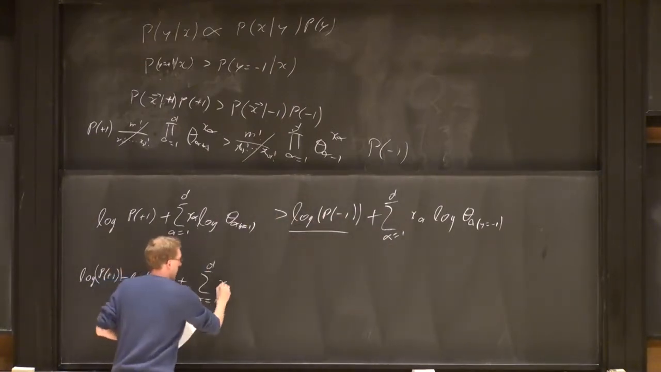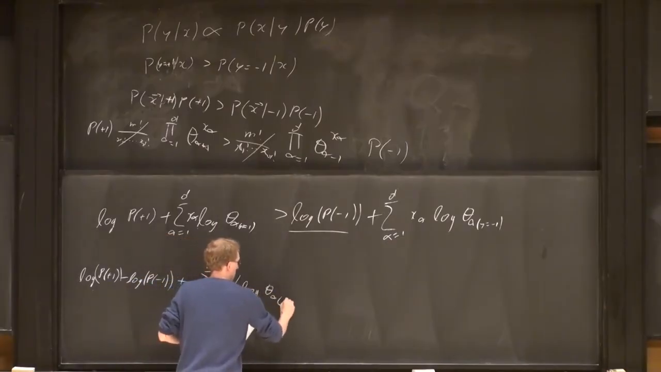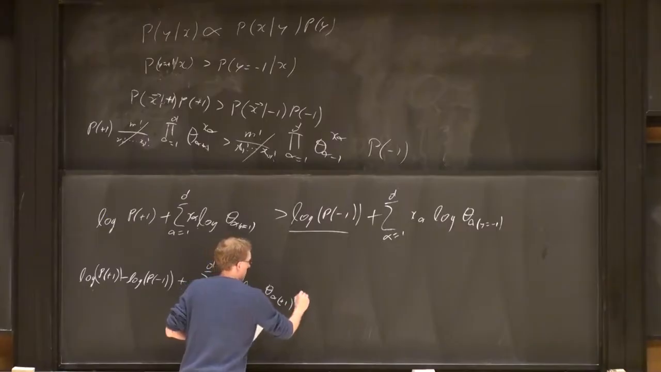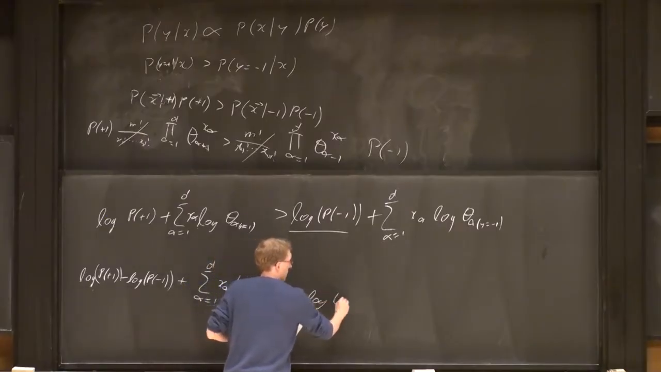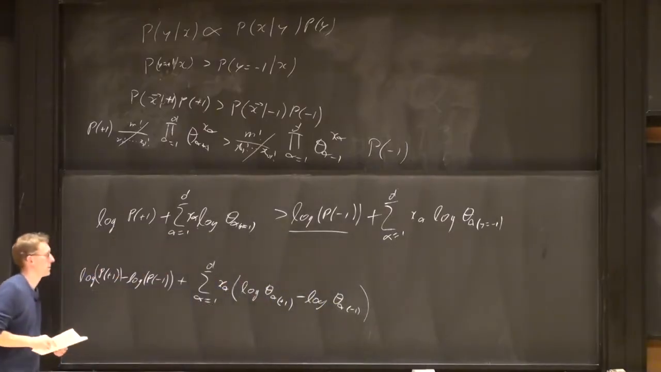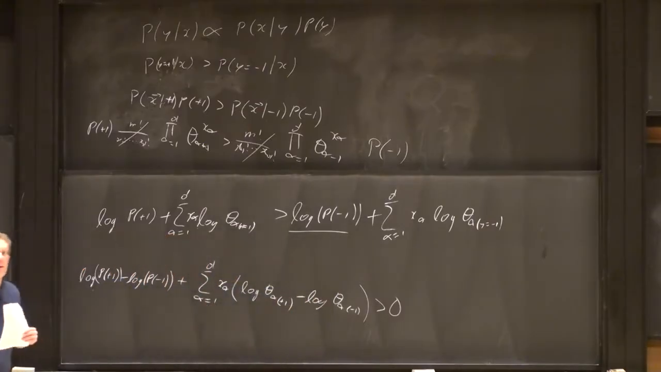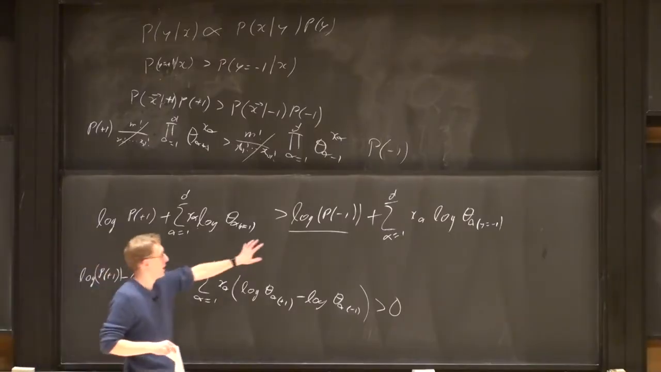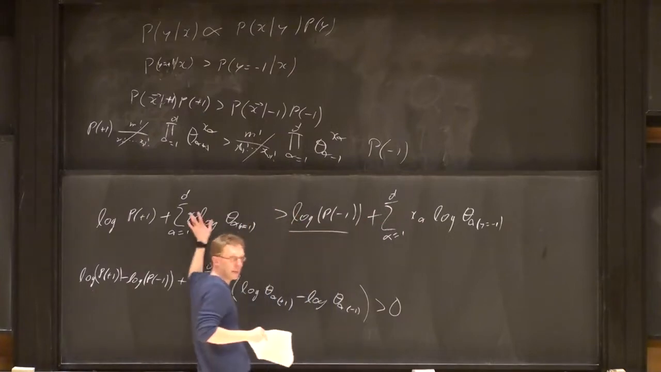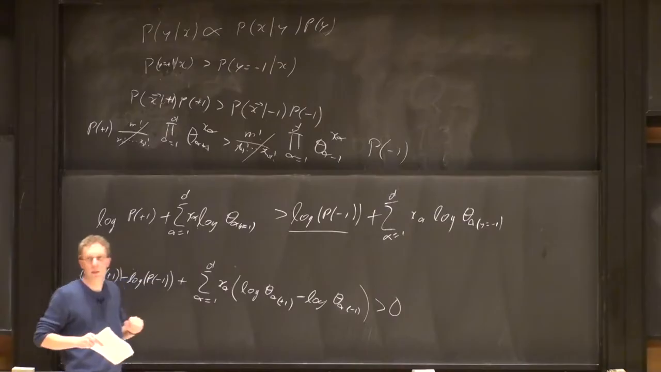So what do I get? Sum over alpha equals 1 to d of x alpha times log of theta alpha +1 minus log of theta alpha -1, and that must be greater than 0. One more time, I just collected terms. I subtracted the right side from the left side, and so I put the two log probabilities together and these two summations together.